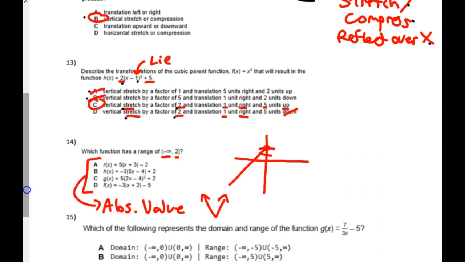That -1, remember C is a liar, so instead of being left 1, it's really right 1. So right now it's neck and neck between C and D, but that +5 at the end means not a lie, it's up 5. So that's why the answer was C.